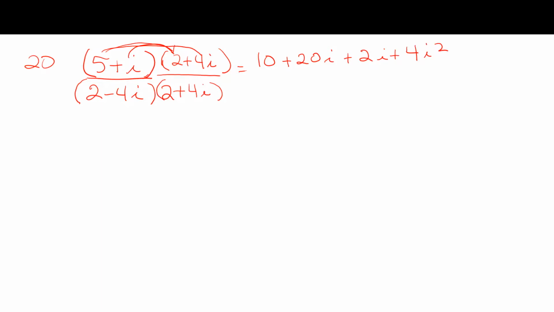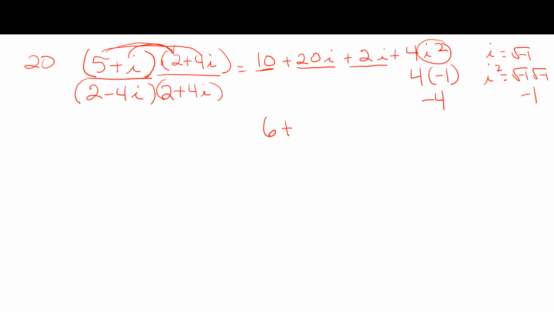When we add all of our like terms together, remember i squared: i equals the square root of negative 1, so i squared equals the square root of negative 1 times the square root of negative 1, which is negative 1. So 4 times negative 1 is negative 4. I have a negative 4 and a positive 10, which equals 6. Now I just have to add my two like terms together: 20i plus 2i is 22i. And that is the solution to your problem.